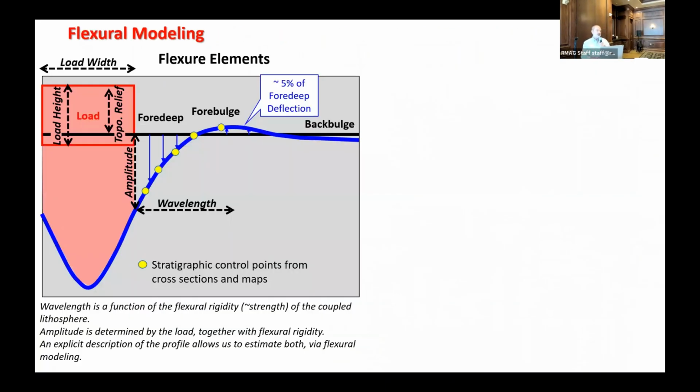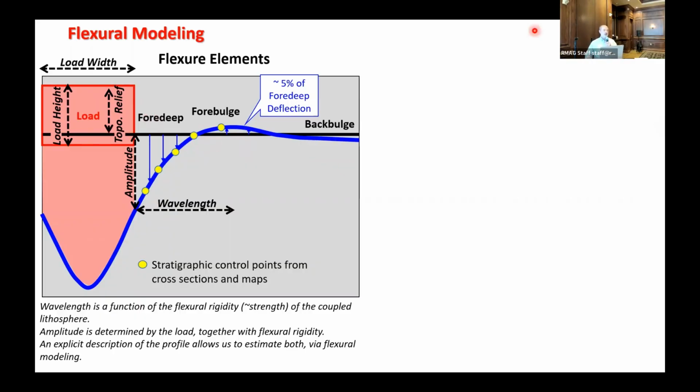So let's talk about flexural modeling. This is the big boy at the end of the diving board kind of deal, right? The stronger the diving board, the longer the wavelength is. If you've got one that's a wet noodle, it's just going to go like that. So that's a weak coupled lithosphere. That controls the wavelength of this foredeep to forebulge transition.